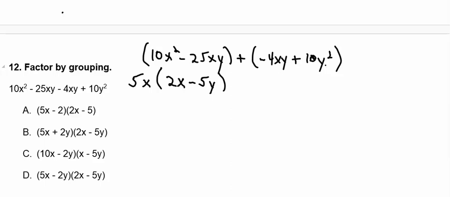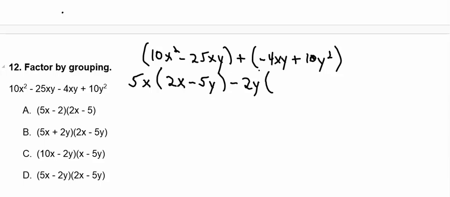Now we'll look at the second group. We have negative 4xy plus 10y squared. Since we have a negative as our first term in this grouping, we're going to factor out a negative. And the value that goes into both 4 and 10 is 2. Both terms do not have an x, so we can't take out a factor of x. But both terms do have a factor of y, and we choose the one with the smallest exponent, which is y to the first.